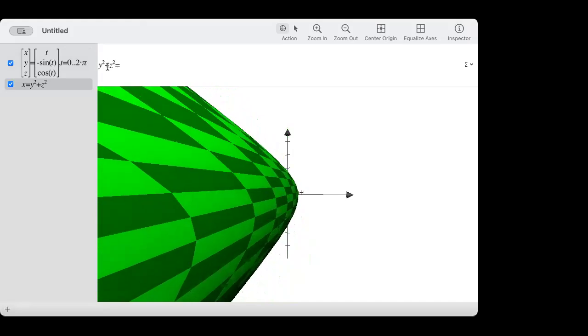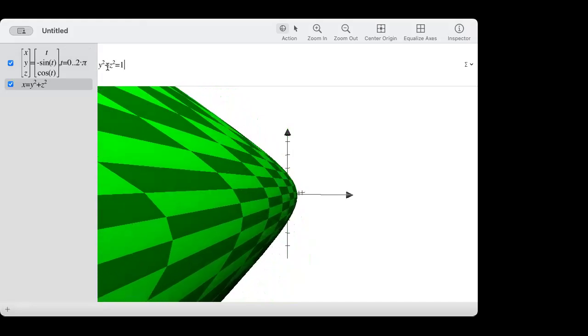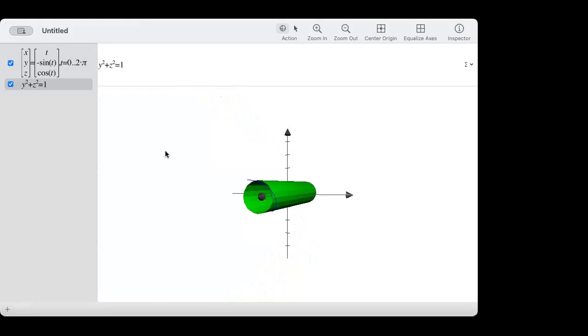In order to be a cylinder, it has to be missing a variable. I can't have all three. There's the cylinder, and you can even see how the curve sits on the cylinder. That's a lot better than a paper towel roll with a marker on it.